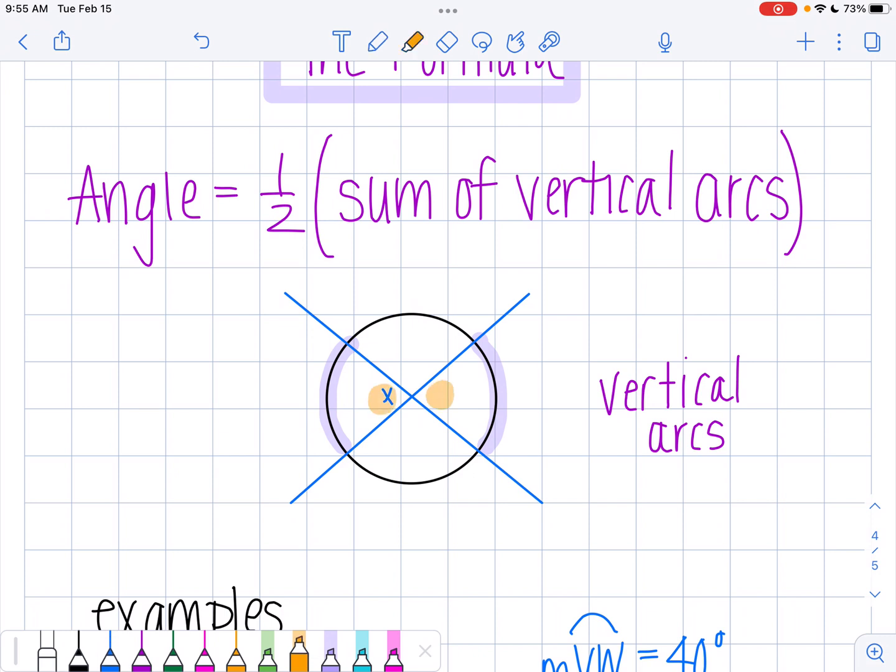Okay, so remember we learned about vertical angles. They're across from each other. So I call these vertical arcs. They're across from each other. They're across from my vertical angles. So when we have an angle inside, we take the sum of the vertical arcs. Sum means add, so we're going to add them together and then multiply by half.